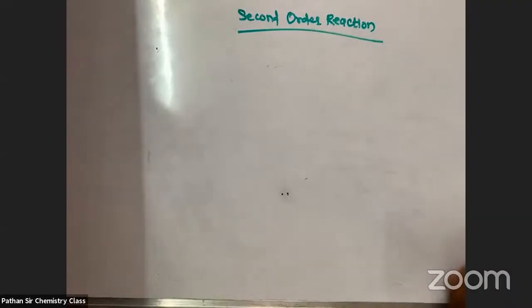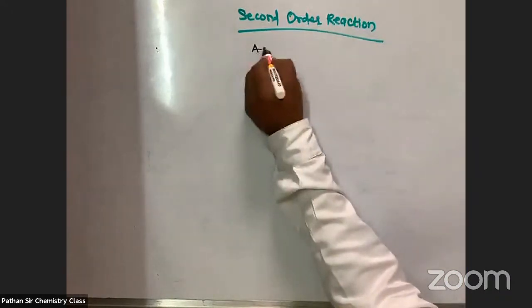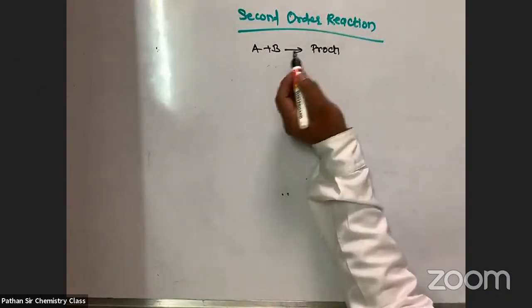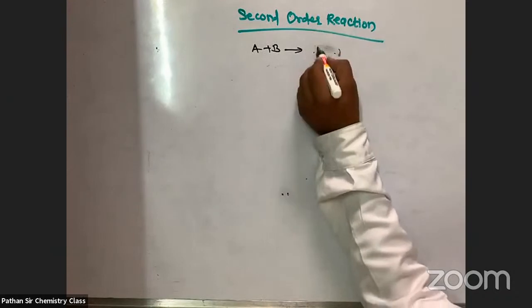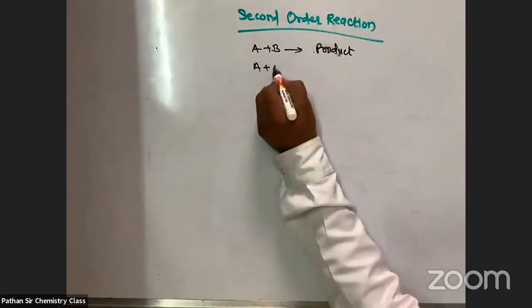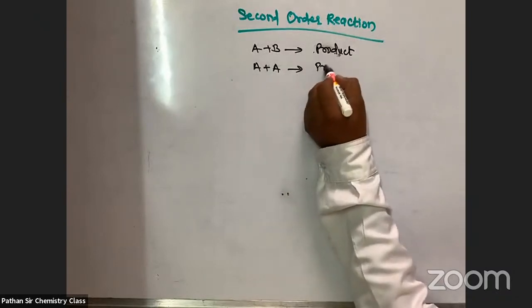So second order reaction. Okay, second order rate expression. Now see, A plus B gives product and A plus A also can give product.